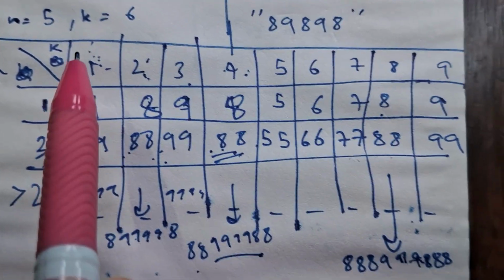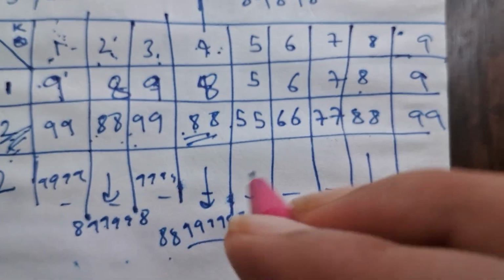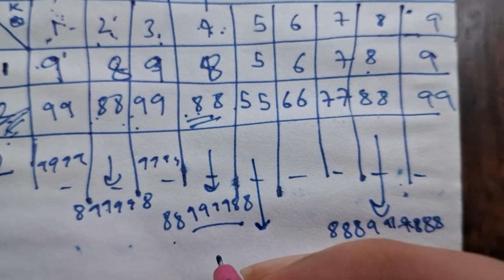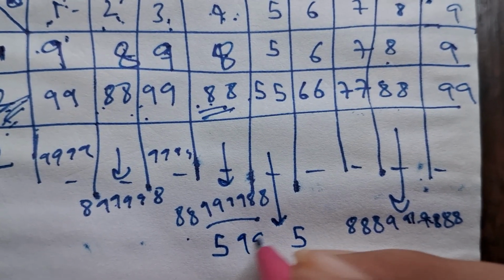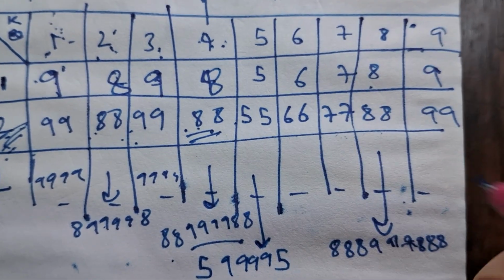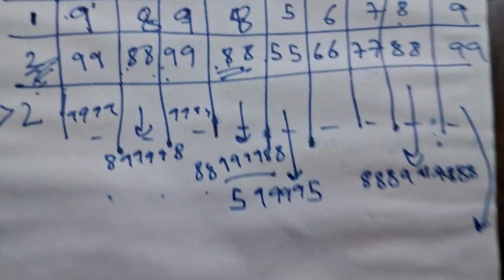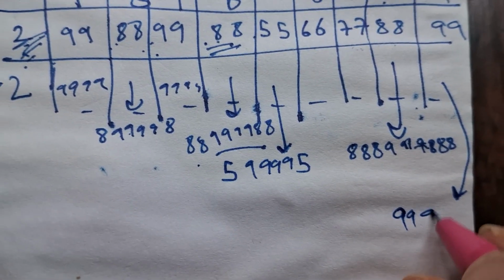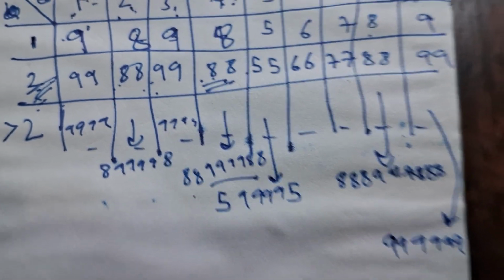So we have solved for 1, 2, 3, 4, and 8. Let me solve it for 5 also. For 5 you have to make the first element 5, the last element 5, and the remaining remains 9. So we have solved for 5 also. For 9 it is similar to 1 and 3. All the elements are going to be 9, because 9 divides all the elements, so it divides it, right?